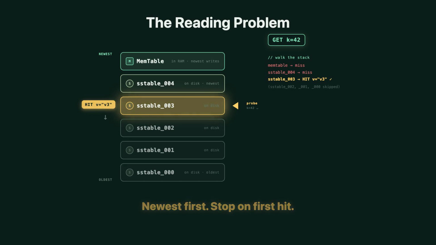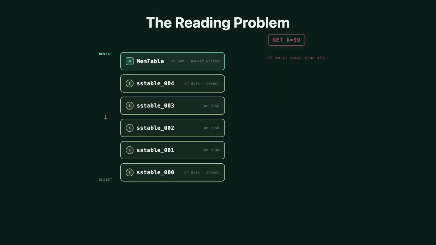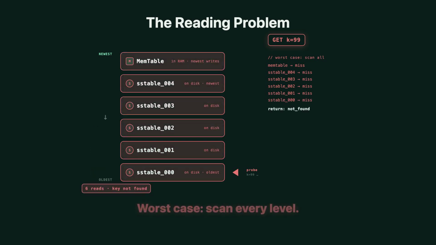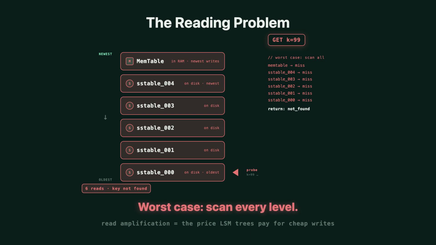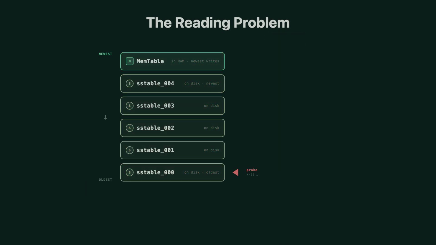The best case is a hit in the MemTable, which is RAM speed. The worst case is a key that doesn't exist anywhere. We have to check every single SSTable to be sure. 5 files, 5 disk reads, 10 files, 10 reads. This is read amplification. The price LSM trees pay for cheap writes. Without help, lookups would scale with the number of SSTables, which is unworkable. The next two ideas fix that.